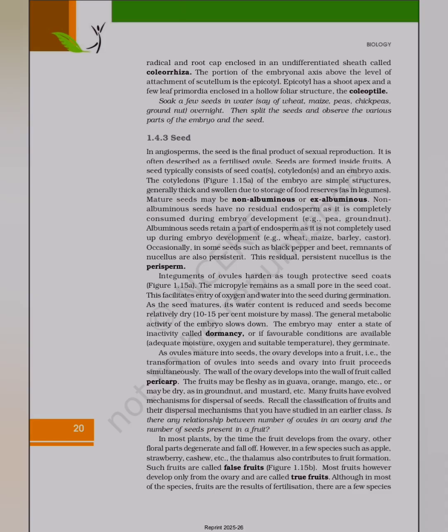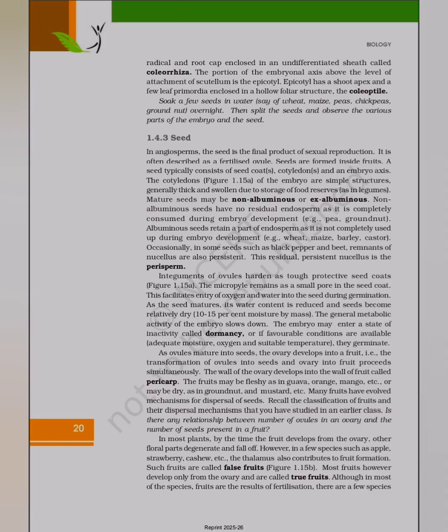Soak a few seeds in water, say of wheat, maize, peas, chickpeas, groundnuts, overnight. Then split the seeds and observe the various parts of the embryo and the seeds. Seed. In angiosperms, the seed is the final product of sexual reproduction. It is often described as a fertilized ovule. Seeds are formed inside fruits. A seed typically consists of seed coat, cotyledons, and an embryo axis. The cotyledons of the embryo are simple structures, generally thick and swollen due to storage of food reserves, as in legumes.